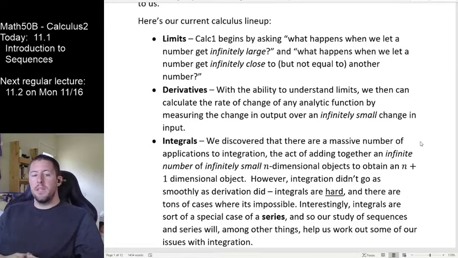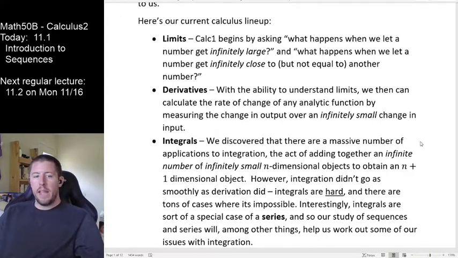And so our study of sequences and series will, among other things, help us work out some of our integration issues. One of the highlights of this chapter is that the integral that I've shouted at you about a dozen times now, our e to the negative x squared, that we can't handle. We're going to find a roundabout way to actually perform that integration exactly, rather than just looking at approximations, with some sequence techniques at the very end of this chapter.